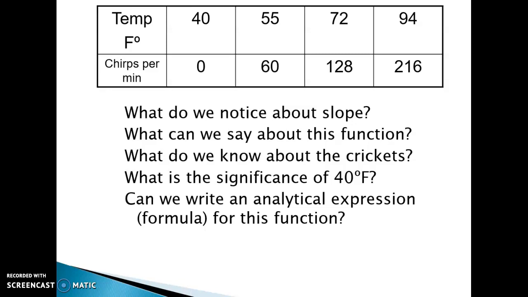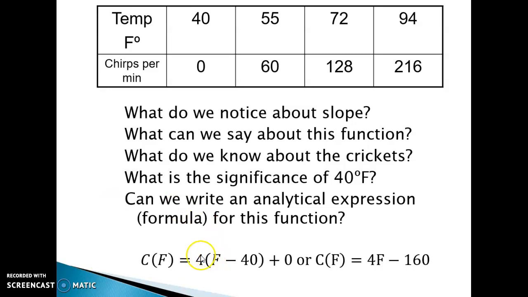Can we write an analytical expression or a formula for this function? Yes, I'm going to write a linear expression in point-slope form. So you notice point-slope form is, I know my slope is 4. I'm using my variables as c for my chirps, f for my input in degrees Fahrenheit. So c of f equals my slope of 4. My input variable is f, so I replace that x with f, minus the first x value, so I put that x value there, x1, plus y1.